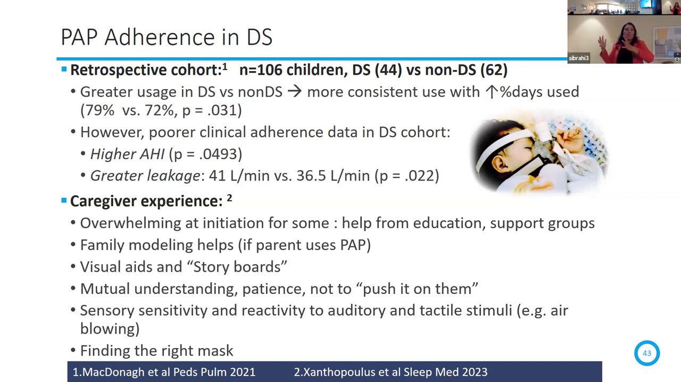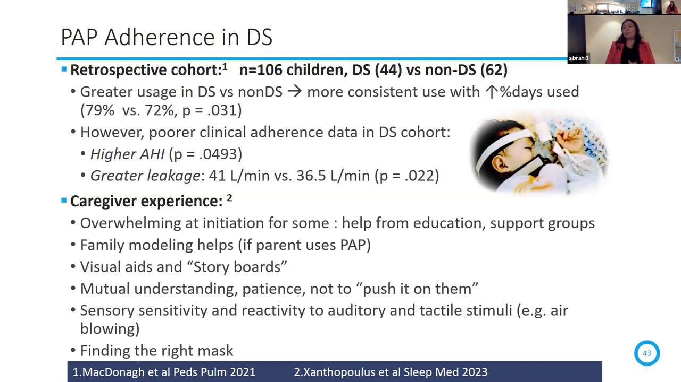Because we know that the caregivers are 100% responsible for making this happen. And they're a little bit overwhelmed at initiation, they say, but they get help from education support groups who are really supporting them with some materials. Family monitoring helps pediatric patients in general. So if a parent uses PAP, they're going to use PAP more likely.